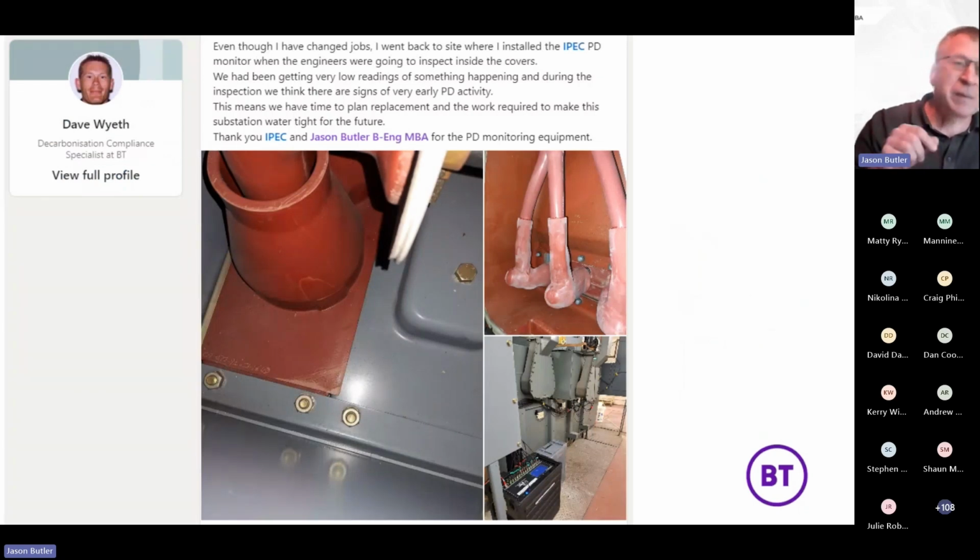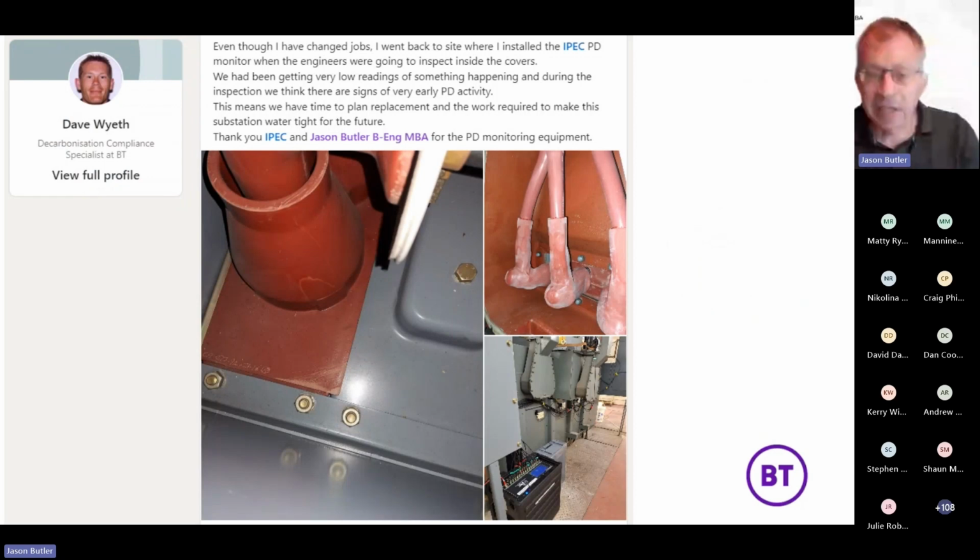But equally, even people like Dave find PD. And you can see here, this was very recent. You can see at the bottom here is the portable monitor. And then you can see the cables going there. And then here we've got the likely culprit.